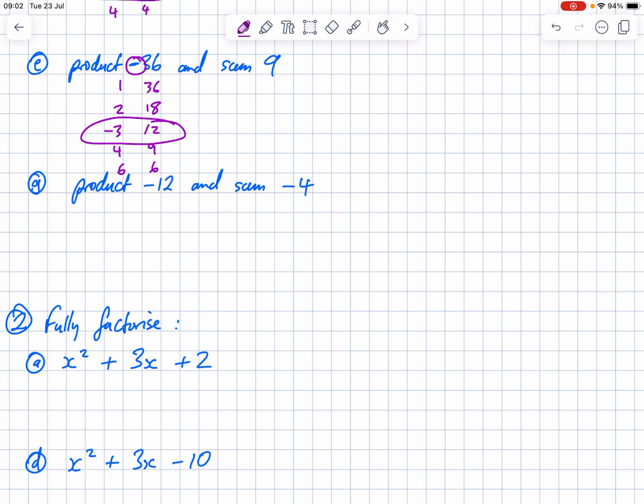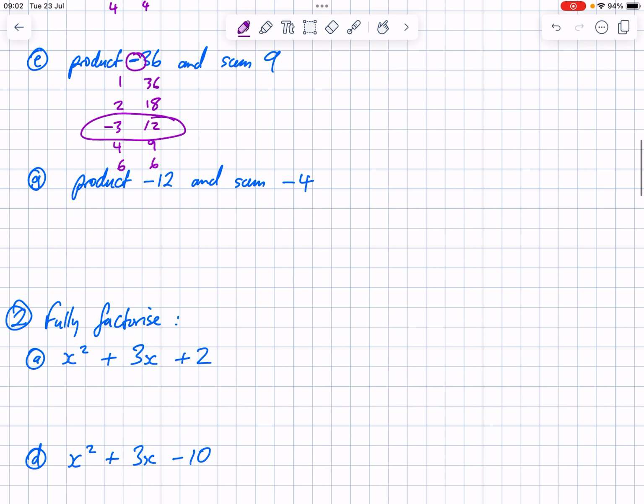Product of negative 12, so be careful of negative again, but the sum is negative 4. Ignore the negative product for now. What are the factors of 12? 1 and 12, 2 and 6, 3 and 4. 4 and 3 is the next one, so leave it.